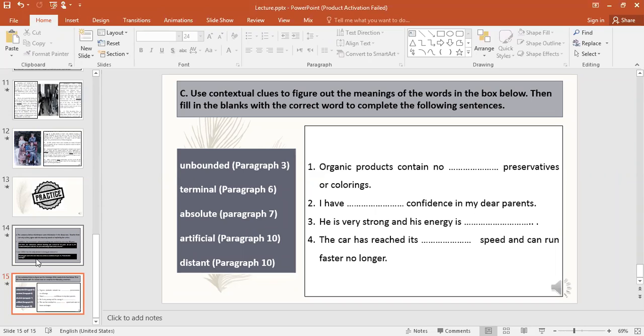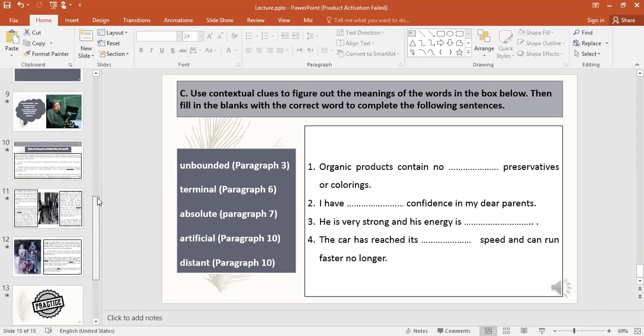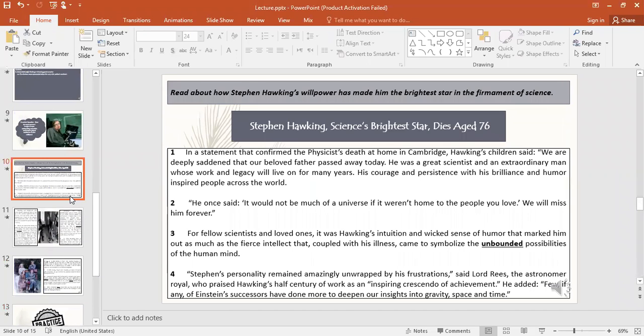Let's start with unbounded, paragraph 3. We have to explain the meanings and then try to fill them in the blanks. So, coupled with his illness came to symbolize the unbounded possibilities of the human mind. What do you mean by unbounded?